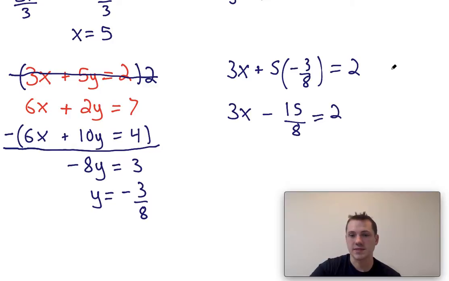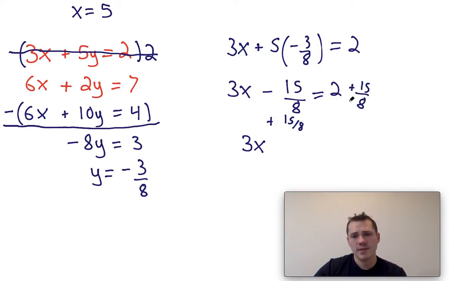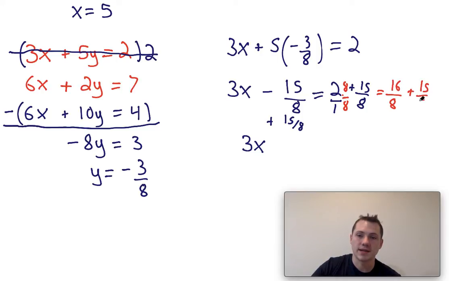Well, don't let the fractions confuse you. We just solve this the way that we would solve any other linear equation. We're going to add 15 over 8 to both sides. And we have to remember that if we're adding 2 to 15 over 8, 2 is like 2 over 1. To get the least common denominator, we would have to multiply this by 8 over 8, which would give us 16 over 8 plus 15 over 8. Adding straight across the top, we get 31. Keeping the denominator the same, that's just going to be 8.